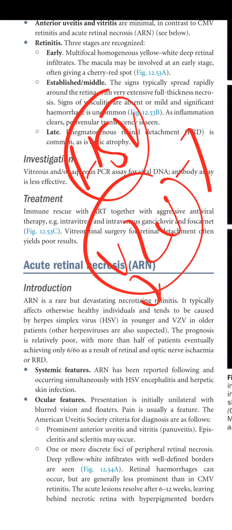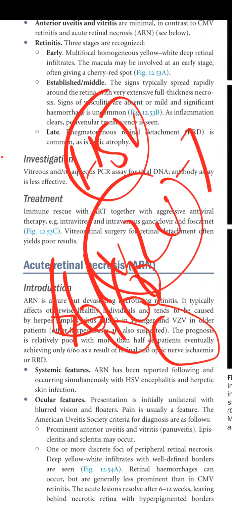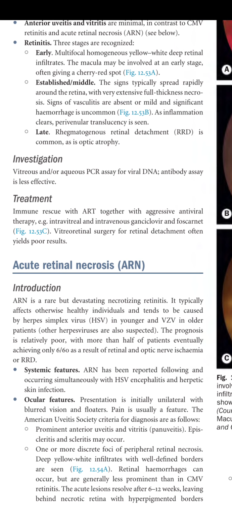The prognosis is relatively poor, with more than half of the patients eventually achieving only 6/60 vision as a result of retinal and optic nerve ischemia or RRD. So visual prognosis is poor, and more than half of them will achieve only 6/60 vision because of retinal and optic nerve ischemia. So, what are the systemic features? ARN has been reported following and occurring simultaneously with HSV encephalitis and herpetic skin infection.